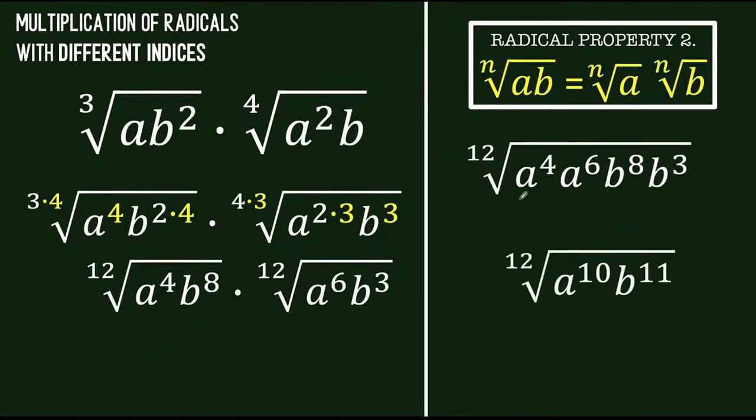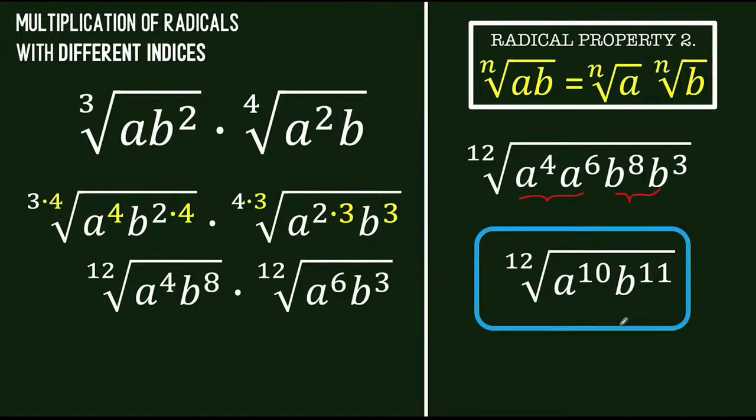Notice that here you have the same base. We will just add the exponent. 4 plus 6 equals 10. The same explanation for b to the 8 times b to the 3rd to get b to the 11. Now 10 is less than 12, 11 is less than 12. That means there's no more perfect nth factor. So this is now our final answer.